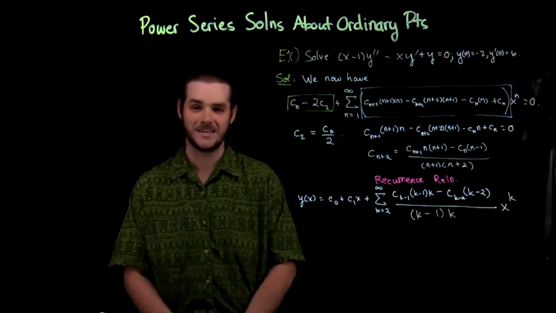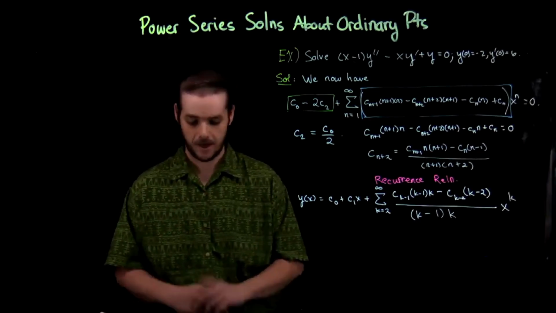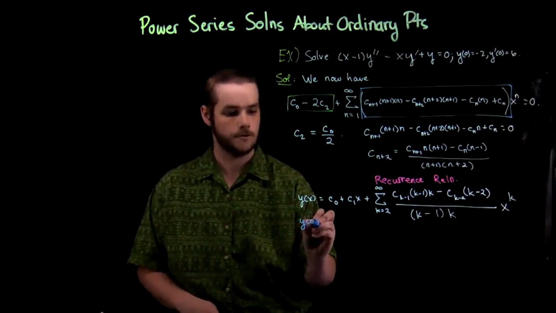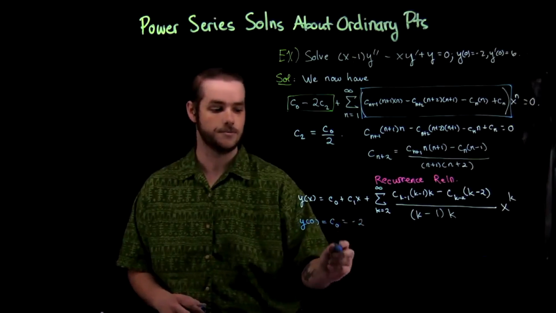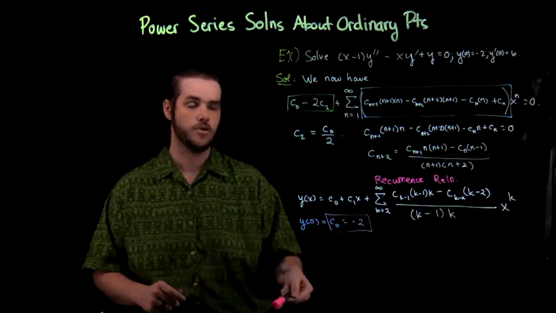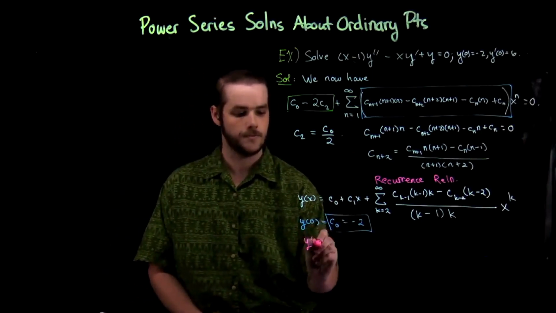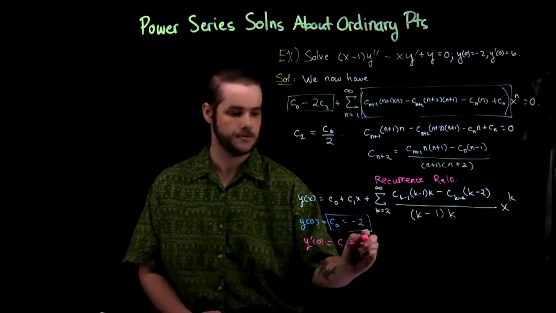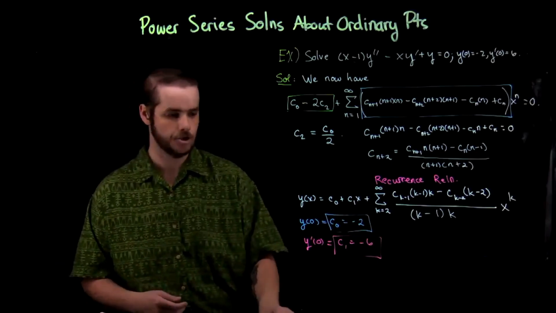But this is an IVP, right? So I actually can find those coefficients. I know that when I plug in 0, everything but c naught dies, and I should get -2. So bam, there's c naught. And I know that when I plug in 0 to the derivative, well, the only term that's going to survive is c1, and I get -6. So there we go. So how do I write down the solution from here?